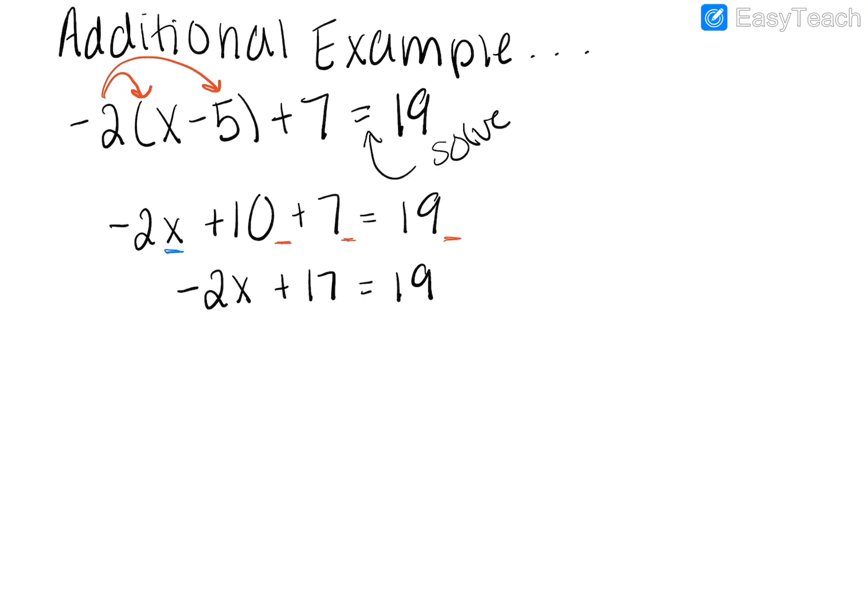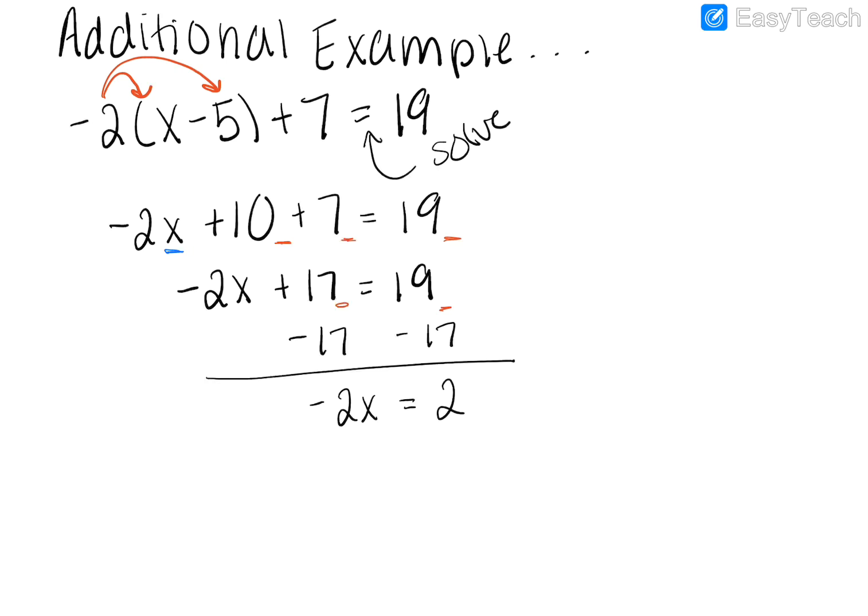And now we do what I call combining like terms across the equal sign. So what that means is we still don't have an x here and here. We cannot combine the 17 with the negative 2. So we have to subtract 17 from both sides, because we want to get that x completely alone. Now we have that negative 2x equals 2.